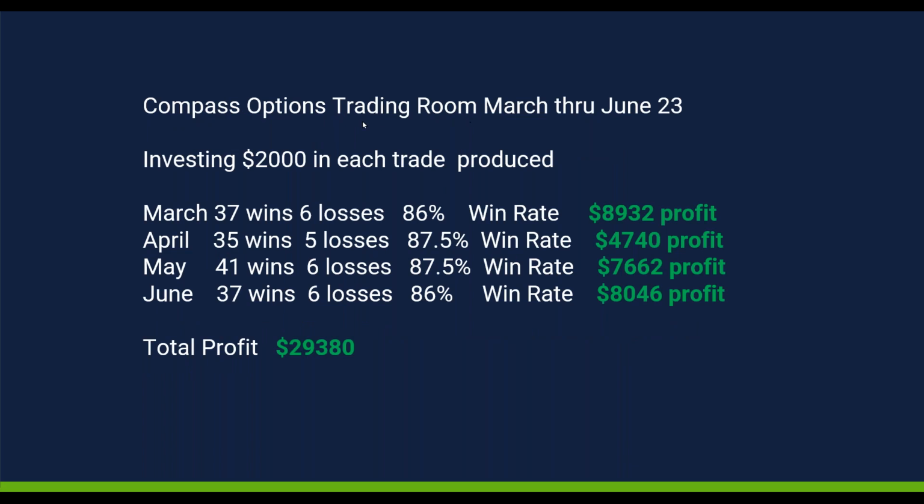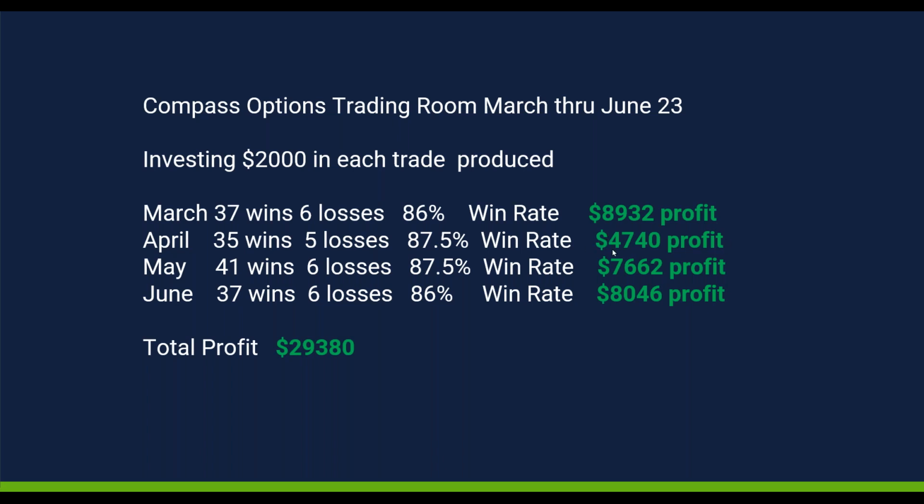So this was the Compass Options Trading Room, March through June of '23. This is the latest updates I've got on this. Investing $2,000 in each trade, it shows you. In March, we had 37 wins, 6 losses, 86% win rate, $8,900. April, 35 wins, 5 losses, 87.5% win rate, $4,700 profit.